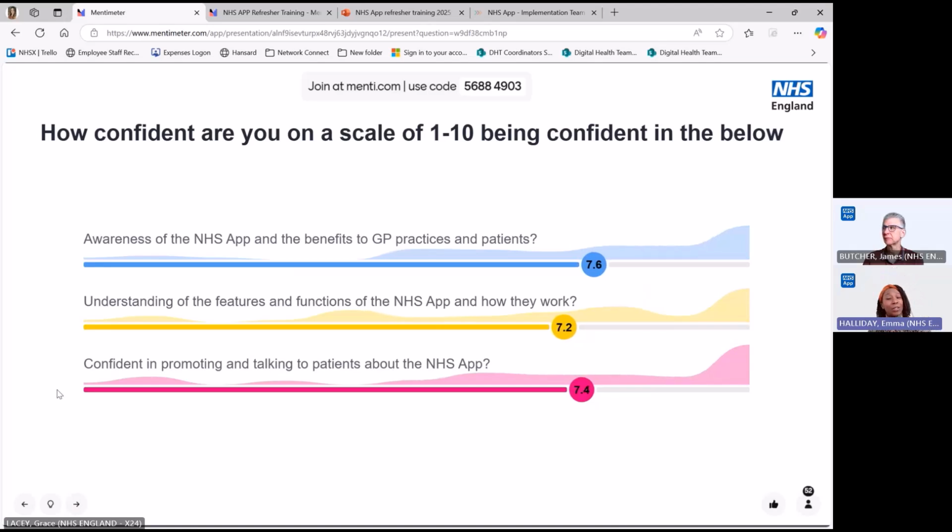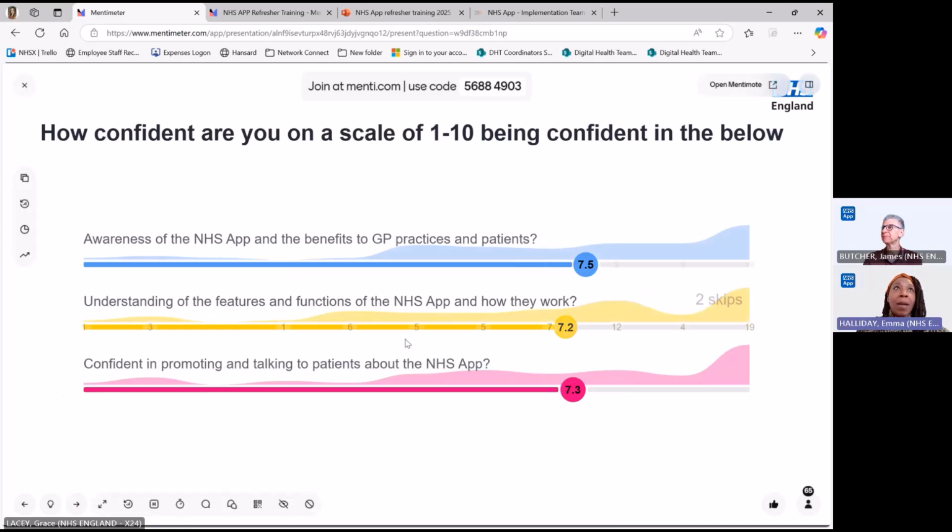So it's looking at around 7 for all of them. So that's a really great place to be. So hopefully after this presentation, we will move you on a little bit, so you're up to 8 or 9, even 10. Thank you very much for all participating in that quiz. We are going to have some polls later on, but for now, I am going to take you through the NHS app.